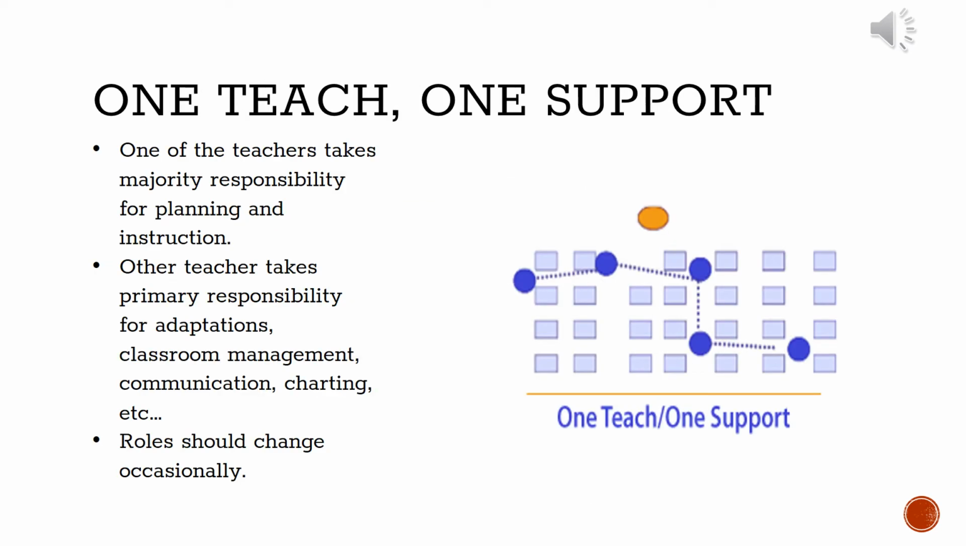This is the one teach, one support, or one teach, one drift model. You'll see this quite often, not because it's the best model, but simply because it's the easiest to implement. This consists of one teacher teaching the content while a second teacher drifts around the room providing help as needed, or maybe intervening where there's some behavior issues, or providing prompting to make sure that students are attending. It does require minimal planning, but it also has minimal benefits.